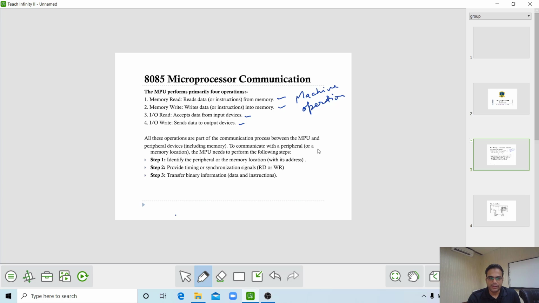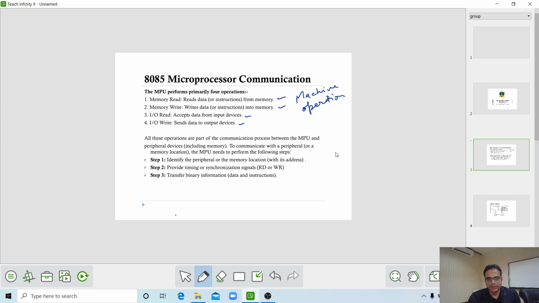If there is an input device like a keyboard, and a programmer or user wants to give an input to the microprocessor from the keyboard, the microprocessor will perform an IO read operation and receive data from the keyboard. Similarly, if the microprocessor wants to send data to some external peripheral like a monitor, a screen or an LED, it will perform an IO write operation and send data to the screen.